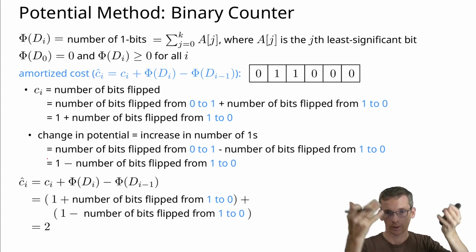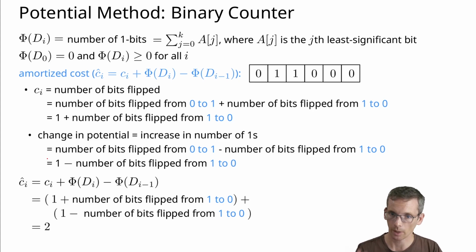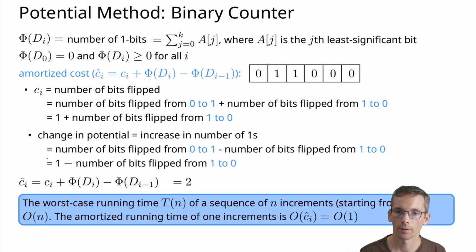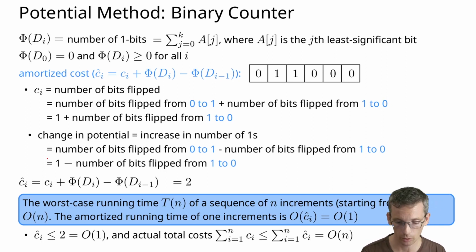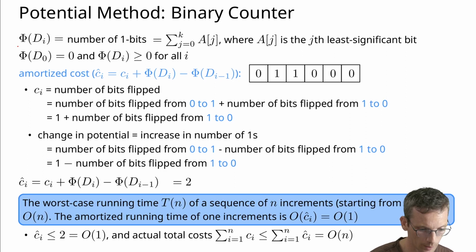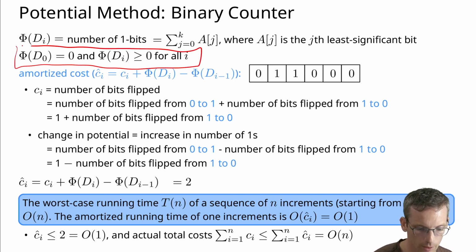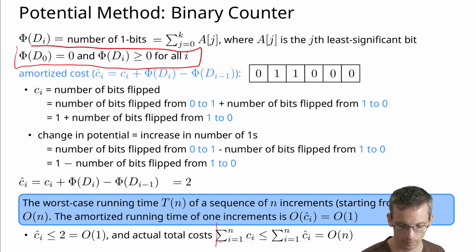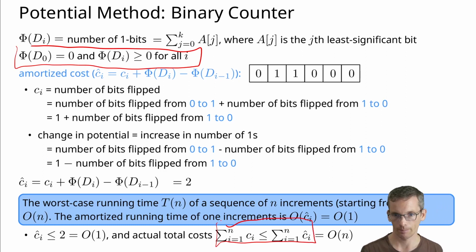So starting with our definition for the potential, we now derived that the amortized cost is 2. And we can immediately conclude that the worst case running time of n operations is O of n, because amortized cost per operation is constant. And we have that the actual costs are bounded by the amortized cost. So this now follows, as soon as we proved this condition here, we can conclude this fact here. So here this proof is really immediate.